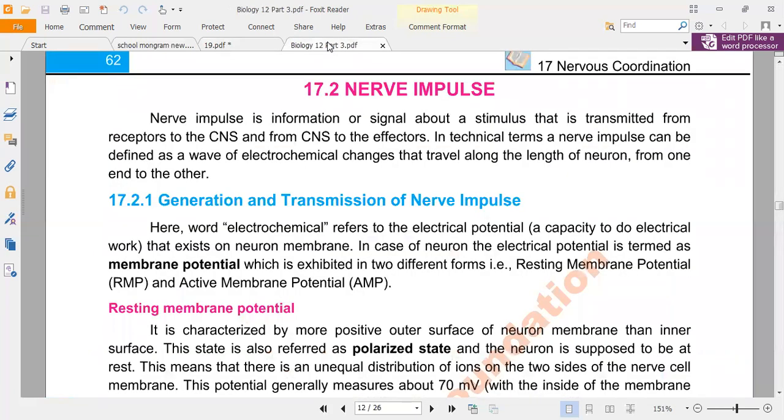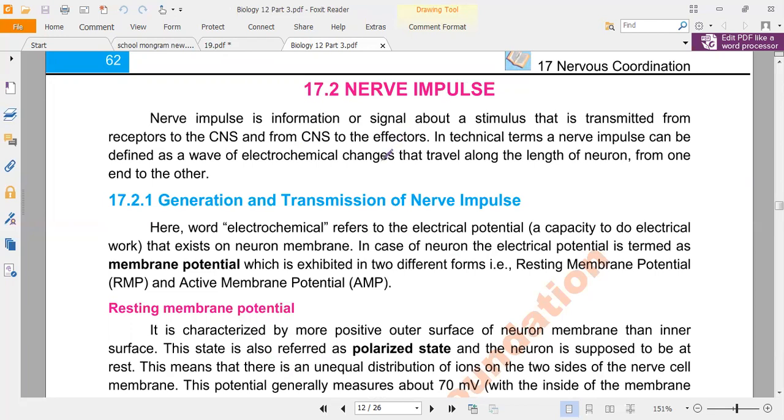Nerve impulse is actually, what do you know about it? It is a signal, or the information about the stimulus we are feeling, what stimulus is going on in our environment, and how it transmits from receptors to the CNS, the central nervous system, and then from the CNS to the effectors.